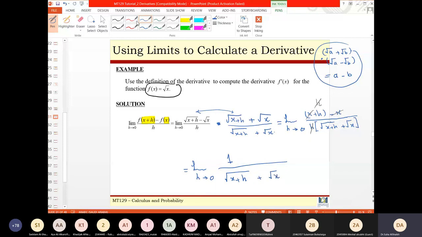Now I'm ready to substitute h with 0. The h that was down there is cancelled already. So I'm ready to substitute h with 0. So this will be 1 over the root of x plus the root of x. This is actually 1 over 2 root x, and this will be the answer.